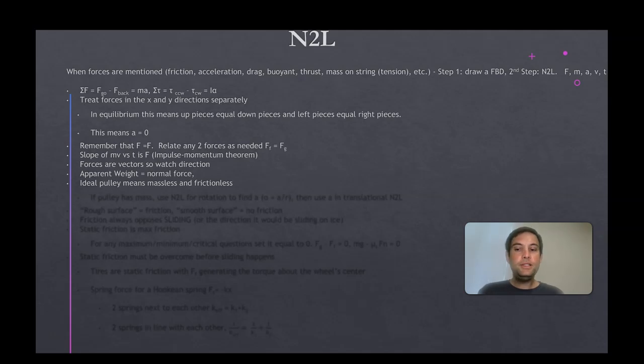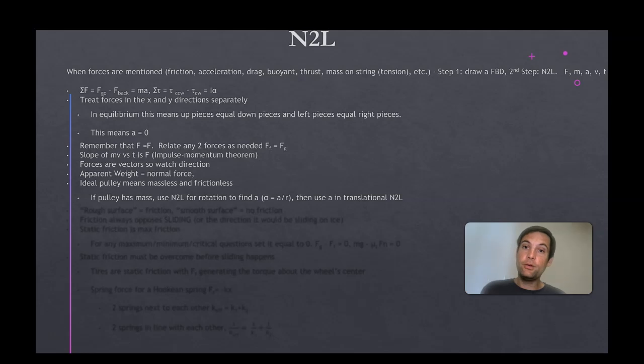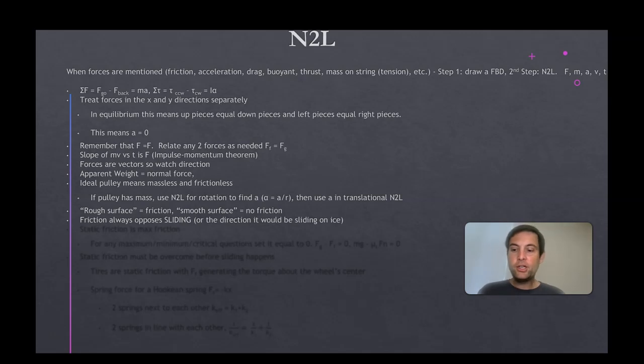Ideal pulley means it's massless and frictionless. If a pulley does have mass, we're going to use Newton's second law for rotation to find a using alpha equals a over R, and then stick that a into our translational Newton's second law. If you see the phrase rough surface, that means there's friction. Smooth surface means no friction. Friction always opposes sliding, not motion. Friction always opposes sliding or the direction it would be sliding if you replace the surface with ice.